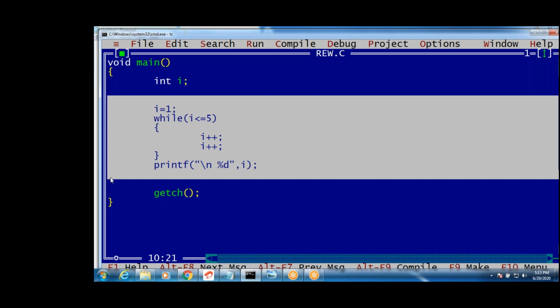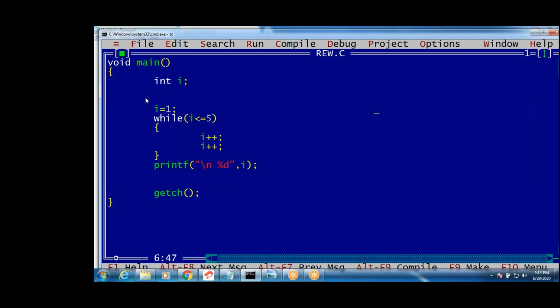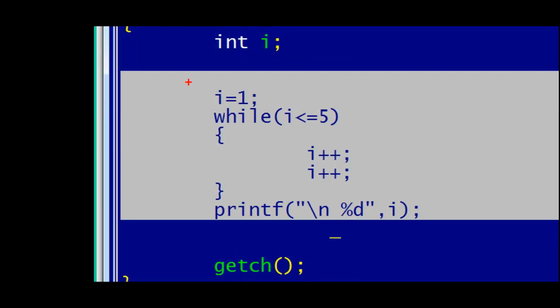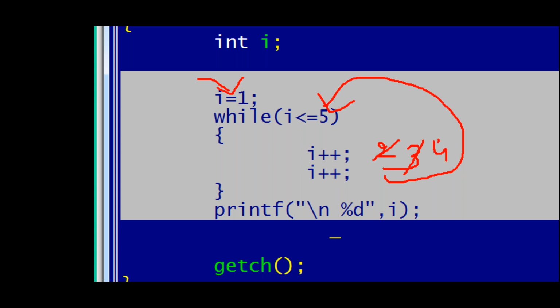Good. Now how does it execute? One by one I will explain. I is 1, I plus plus 2. 1 less than or equals to 5, I plus plus, 2, I plus plus, 3. Again 3 less than or equals to 5. Again I plus plus, 4, I plus plus, 5. 5 less than or equals to 5, it comes inside. I plus plus 6, I plus plus 7. Okay. Now 7 less than or equals to 5? False. It comes outside. Answer is what? 7 and it prints. Yeah, 7 is the answer, guys.